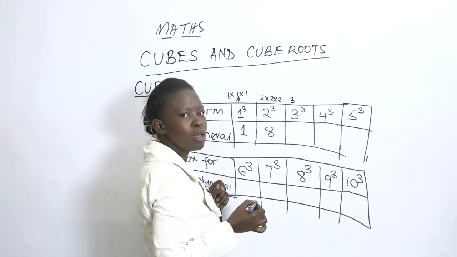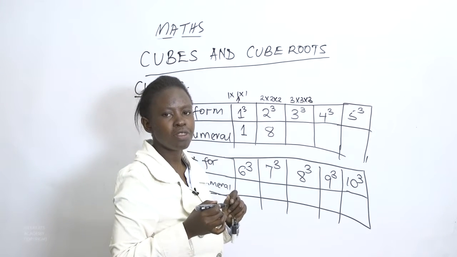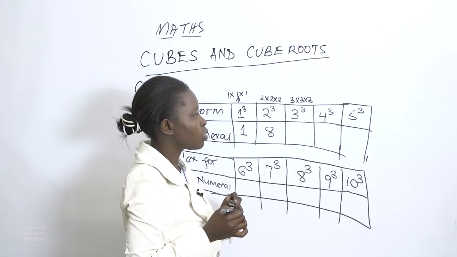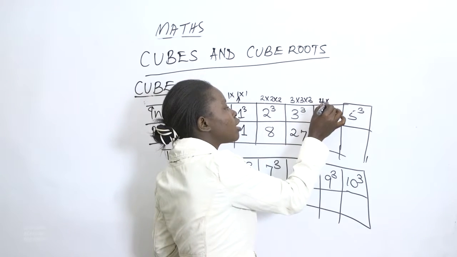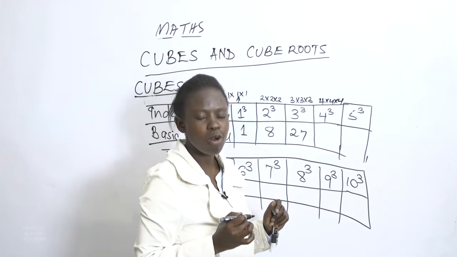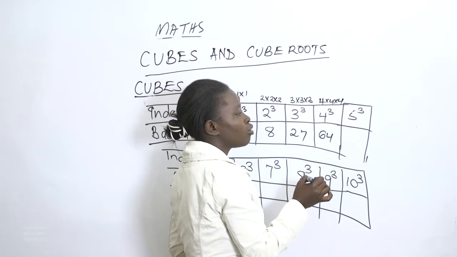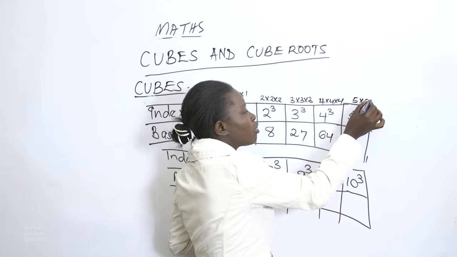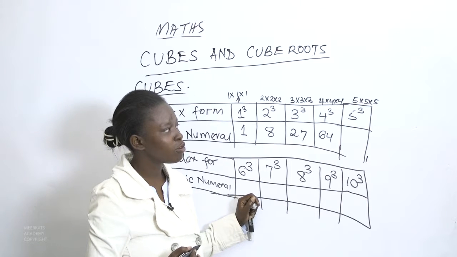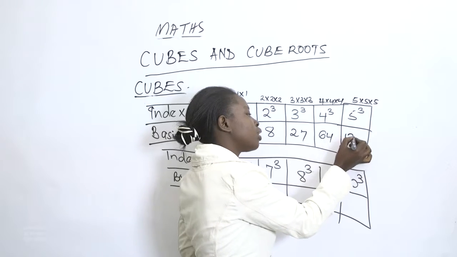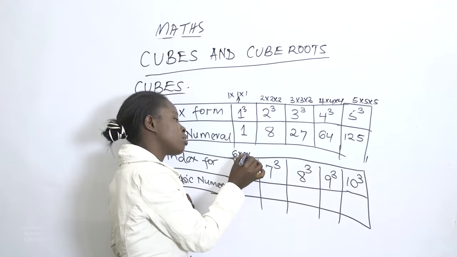Next we have 3 cubed. 3 cubed is just 3 times 3 times 3. 3 times 3 is 9. 9 times 3 is 27. 4 cubed, I have 4 times 4 times 4. 4 times 4 is 16. 16 times 4, we have 64. 5 cubed is 5 times 5 times 5. 5 times 5, that is 25. 25 times 5 is 125.